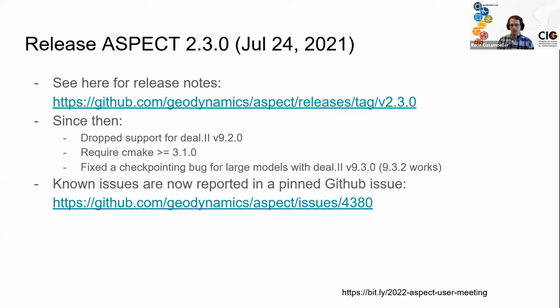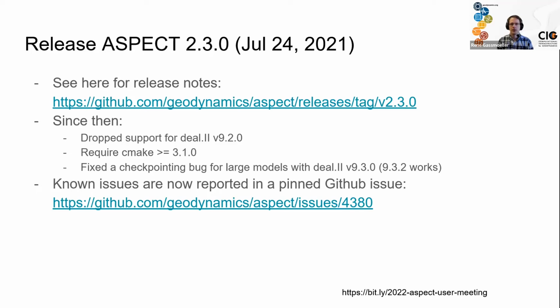Since then, development has continued. We dropped support for DL2 version 9.2.0. So for the next Aspect release, you will require DL2 9.3.2 ideally. I'll talk about that in a second. And we now require a newer CMake version, newer than 3.1.0, which shouldn't be a problem because DL2 requires the same version.